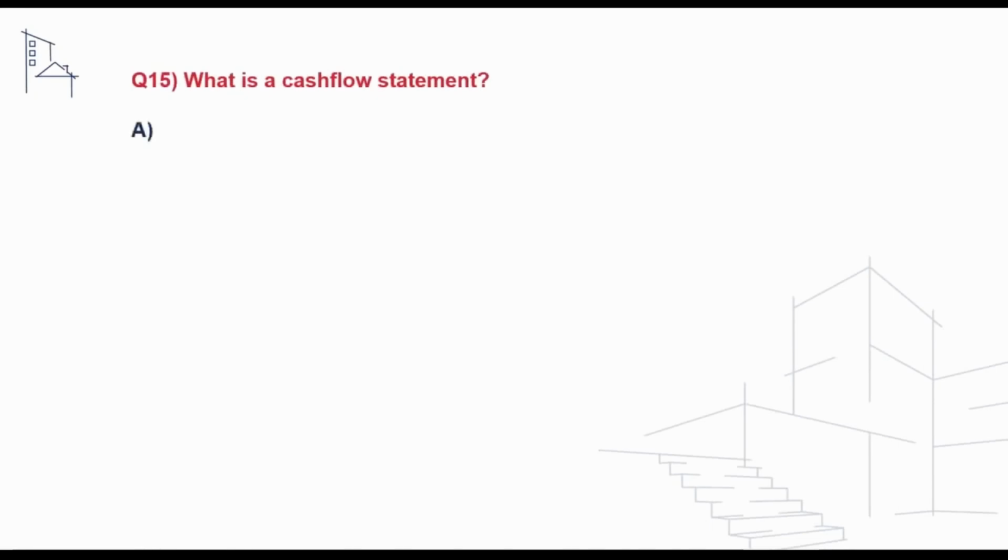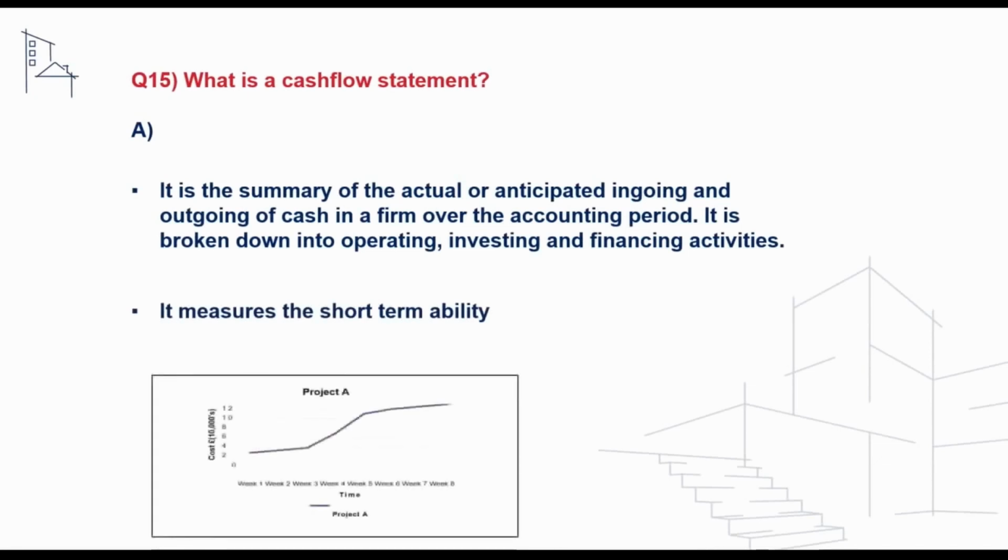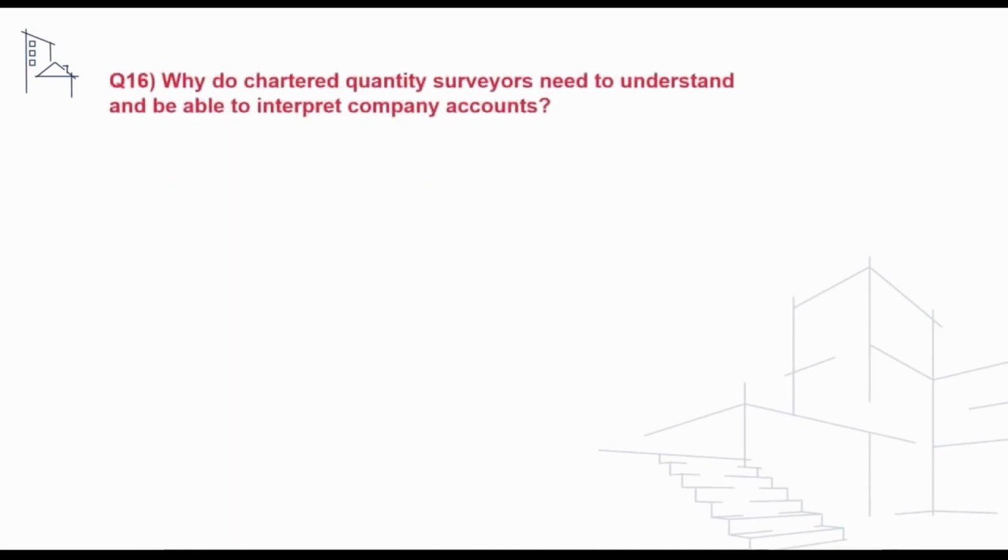And to address this, we can say that this consists of the summary of actual or anticipated ingoing and outgoing of cash in a firm over the accounting period, and it is broken down into operating, investing, and financing activities. It measures the short-term ability of a company to pay off its debts, and here is an extract of a typical cash flow forecast.